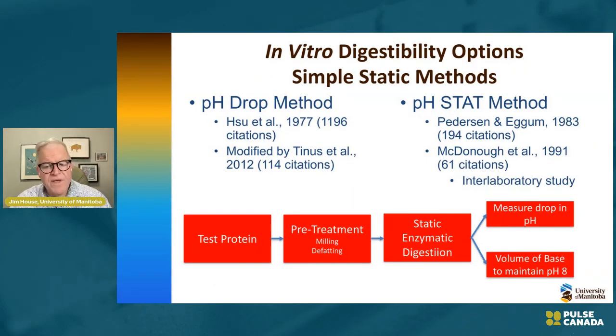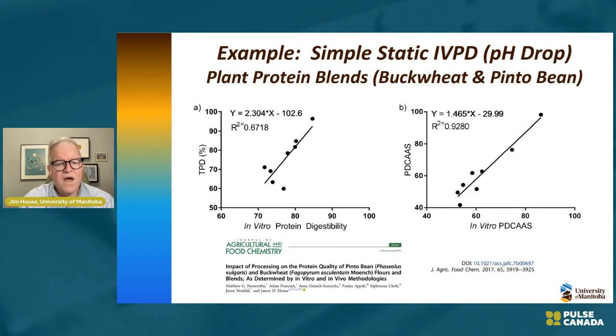Another approach that's being looked at is, again, simple static methods. These are methods that were cited in the FAO 1991 report. One is called the pH drop method. One is the pH stat method. They're both conceptually similar in that you take a test protein, it's pre-treated to produce a material of a particular particle size, and then it undergoes static enzymatic digestion. Then you either measure the drop in pH over a set time period, which is a reflection of the release of acidic amino acids, or you measure the amount of base that's required to maintain pH at a constant level. Both of these approaches can be used to determine protein digestibility.